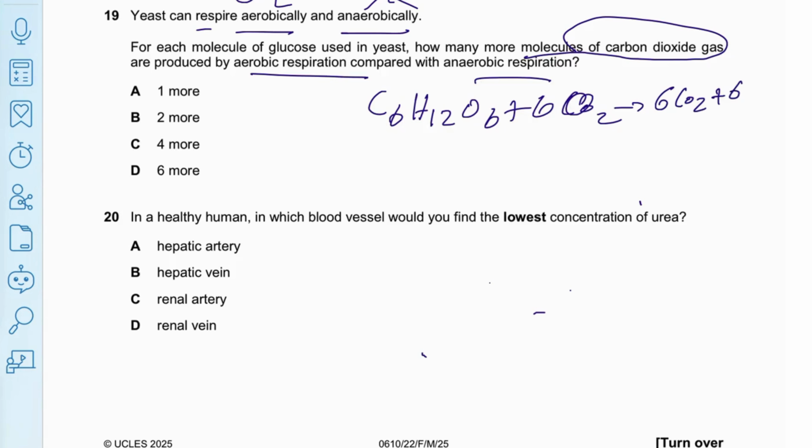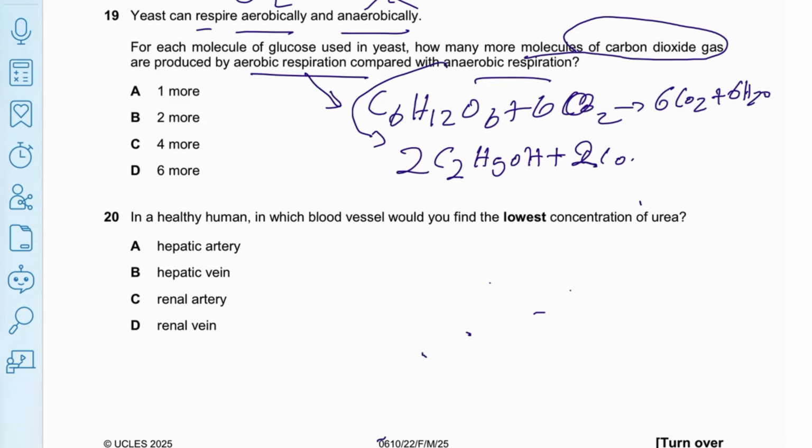6CO2 plus 6H2O, right? This is for aerobic. For anaerobic, 2C2H5OH, right? Plus 2CO2 produced. Meaning the glucose will be broken down to give me 2C2H5OH plus 2CO2. This one is alcohol, which is ethanol.